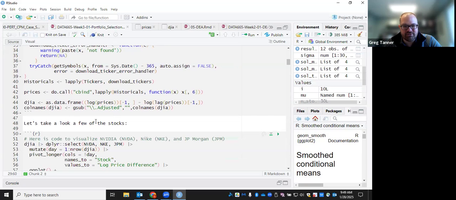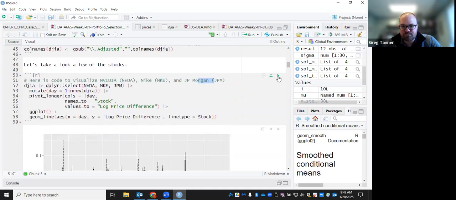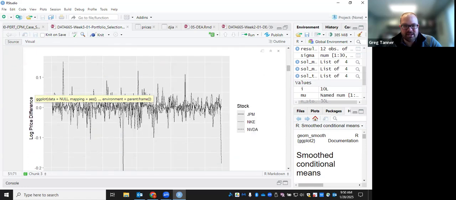So let's take a look at just a few of the stocks. I picked out 3 of the 30: NVIDIA, Nike, and JP Morgan. And here I'm using some code using dplyr and ggplot, which are from the tidyverse package. You can kind of look at what I'm doing, but don't worry too much about it. And so here are those 3 stocks over time. These are the log difference in prices. And so anything above 0 would be a daily gain.